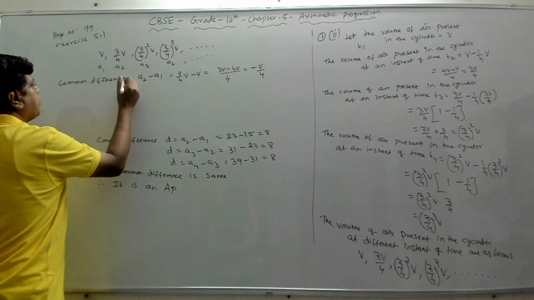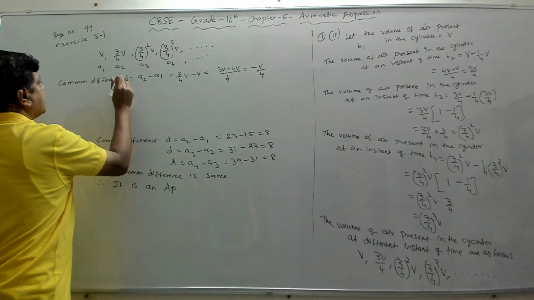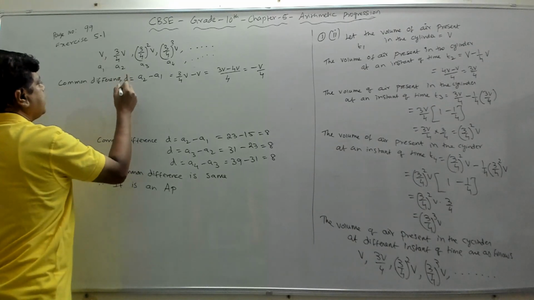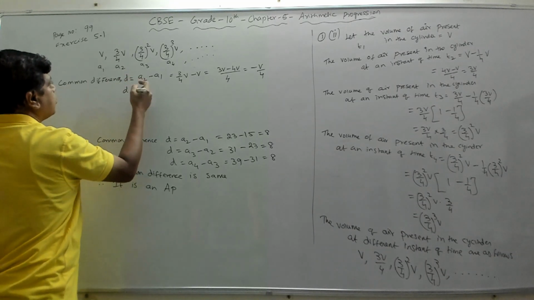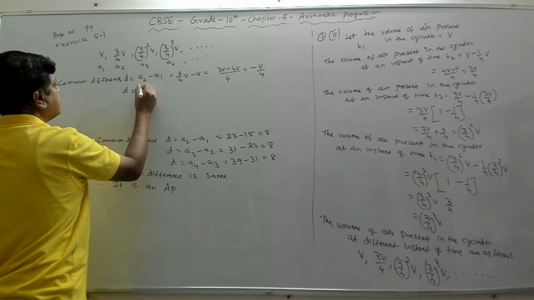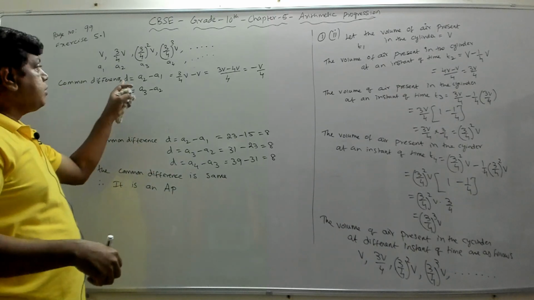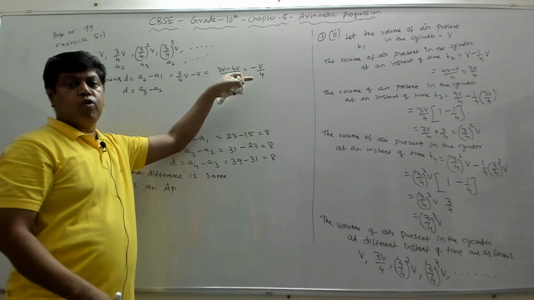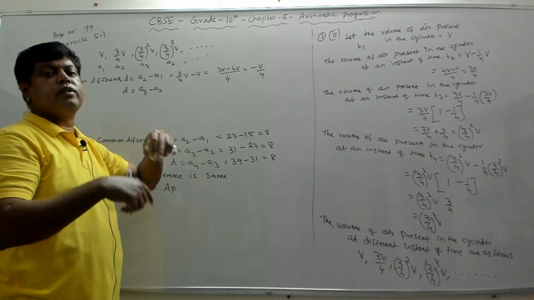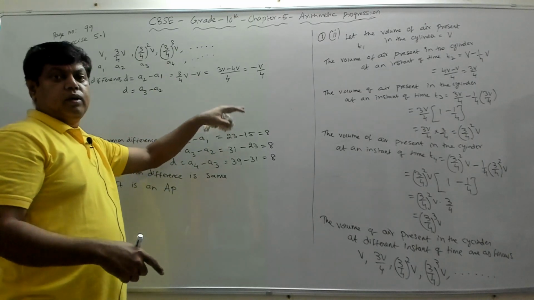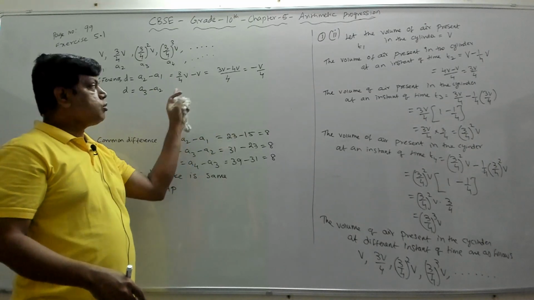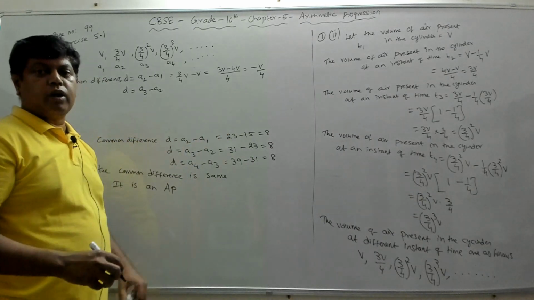Now again common difference D. Common difference is D. Again D is equal to, we should find A3 minus A2. We have to do for all the terms just to see whether everywhere we are getting minus V by 4, minus V by 4, minus V by 4, then it is an AP. If you don't get minus V by 4 again, the next one, then we have to stop there and say it is not an AP.